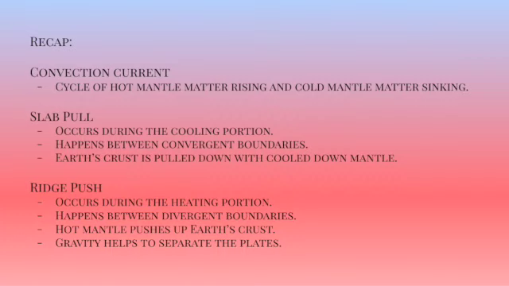And finally, ridge push occurs during the heating portion of the convection cycle. It happens between divergent boundaries, meaning moving away from each other, and it is when hot matter pushes up on the Earth's crust, and gravity helps by separating those plates, creating room for new crust.